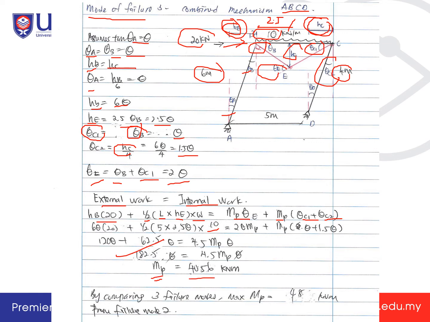By comparing the three failure modes, the maximum MP is equal to 48 kilonewton meter, which is from the mode of failure 2.